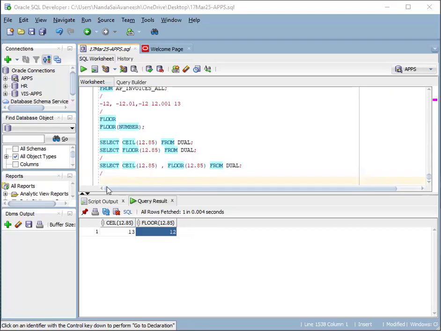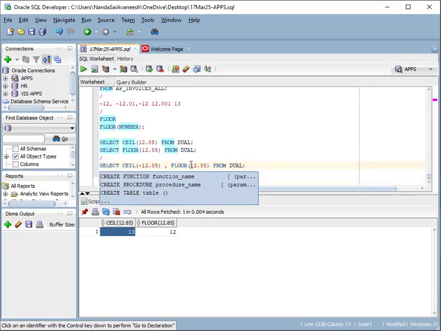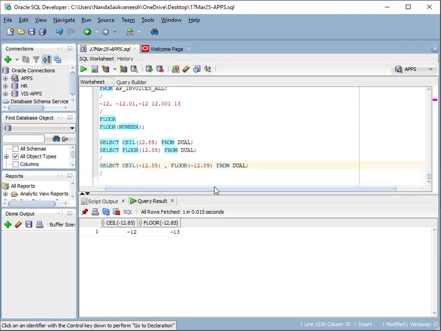Next, suppose you are using ceil and floor for the same number. What is the difference you can see here? Suppose you use a minus number for both. Ceil of minus 12.85 is minus 12, the next highest value, that is minus 12 only. For the floor, the next lowest value, lowest value means that is minus 13.